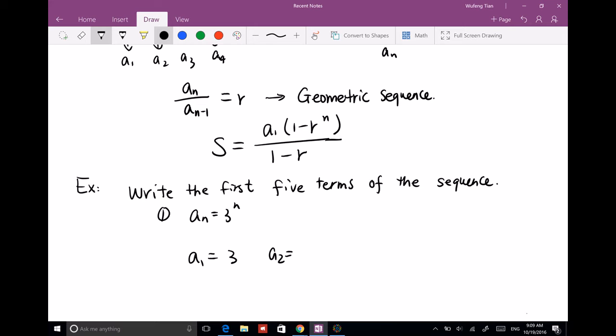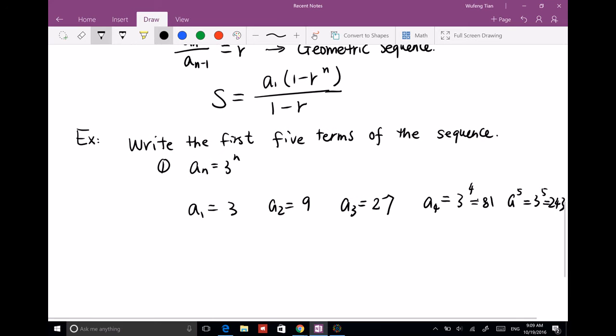A2? A3? Very good. A4? You can just say 3 to the power 4, right? Yeah. Okay. So A5? 3 to the power 5. Perfect. A4 is 81 and this is 243. In your homework, I think you do have a problem like this. Give you a function of an, find the first 5 terms.